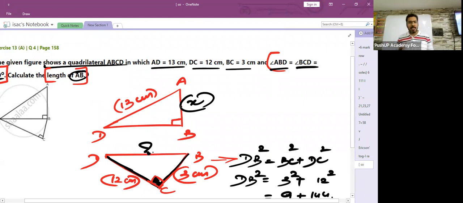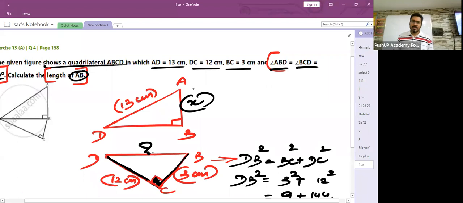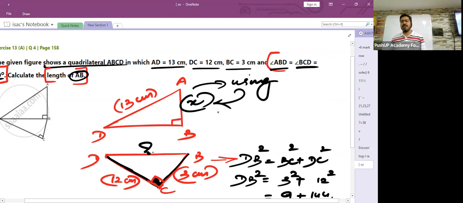Okay. Now, AB, if you look into this figure, you will get an idea. AB is one of the sides of right angle triangle ABD. Isn't it? But in the first triangle DCB, I wasn't having that side AB in it. So the right angle triangle which I should be using here to get the value of AB should be what? Right angle triangle ABD.